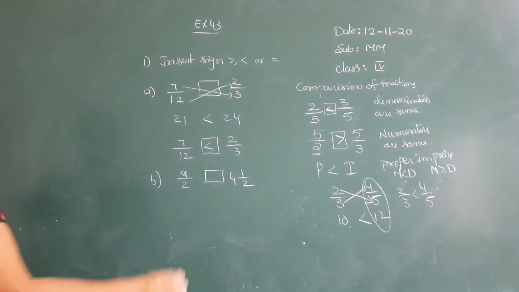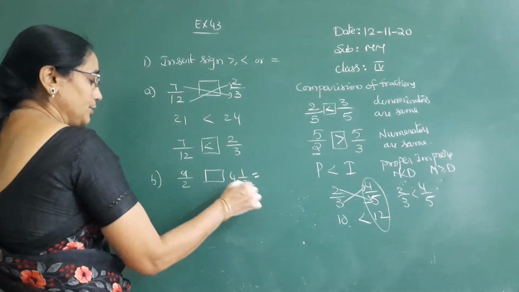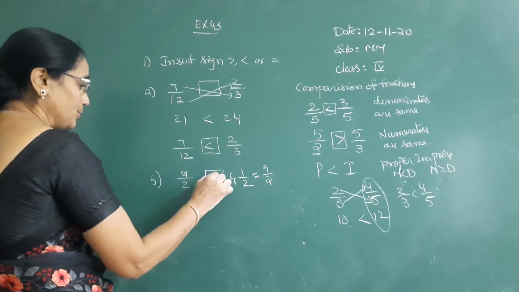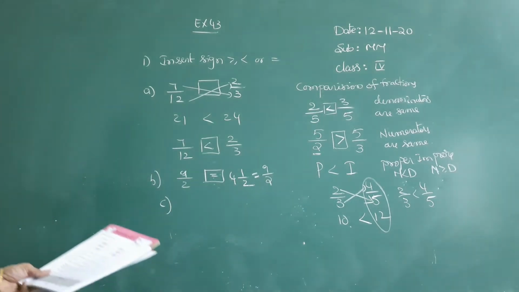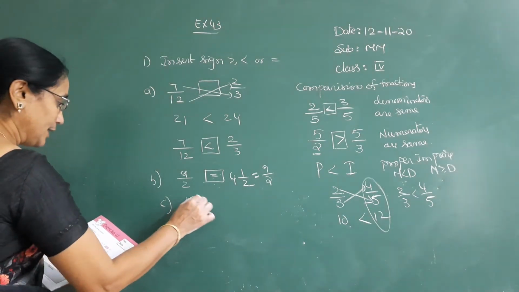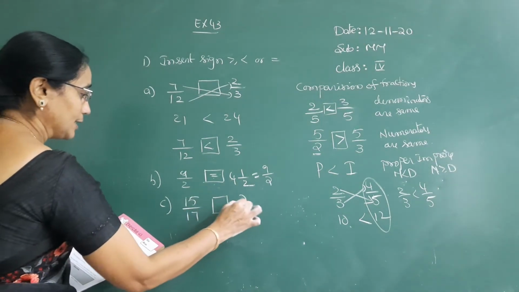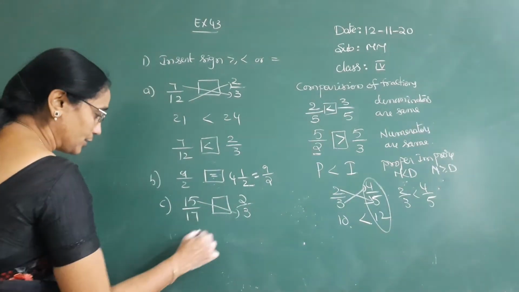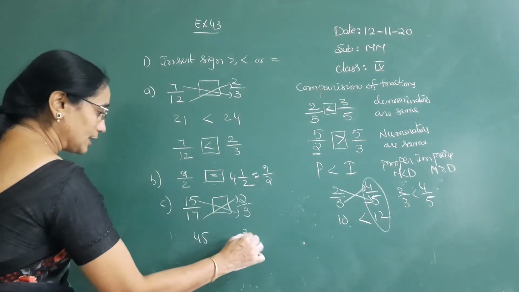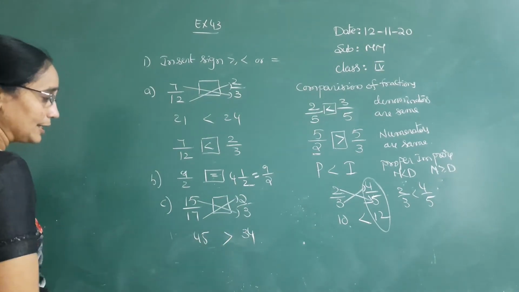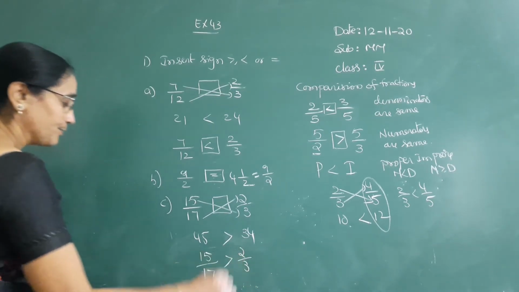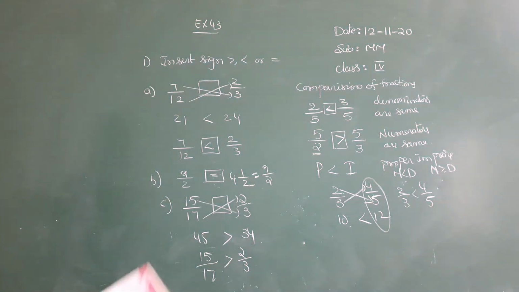Here they given mixed fraction, you have to convert into improper. 4 2s are 8, 8 plus 1, 9 by 2. Both are same here, both sides is 9 by 2 only, it is equal. Next, 15 by 17 and 2 by 3. Here observe these numerators and denominators are different. 15 3s are 45, 17 2s are 34. So here 45 is greater. So we have to write 15 by 17 greater than 2 by 3. Other than those three cases, we have to find out the cross products and compare.